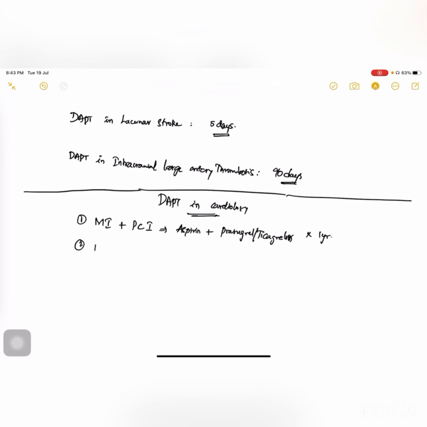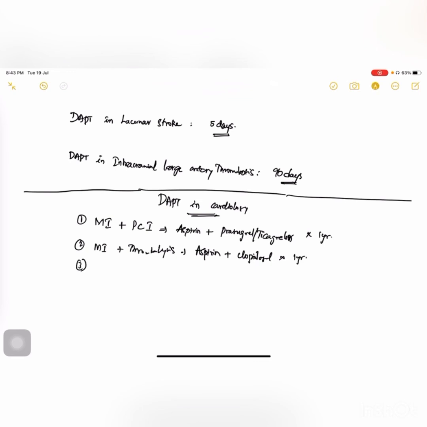The other condition is MI, that is STEMI, with thrombolysis. This patient has undergone thrombolysis. For this patient, we give aspirin plus clopidogrel for 1 year duration.